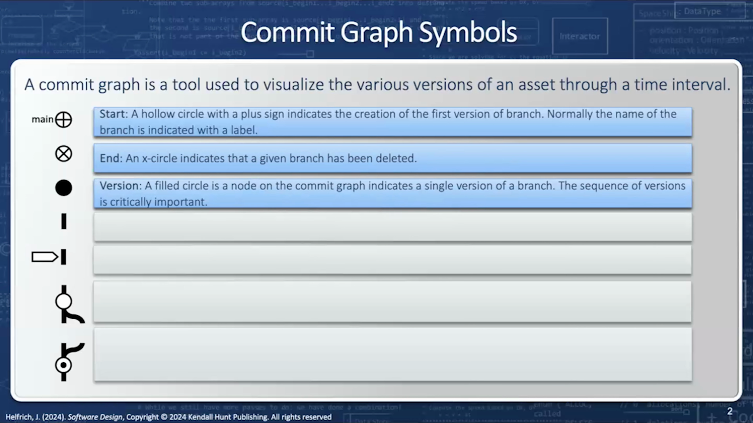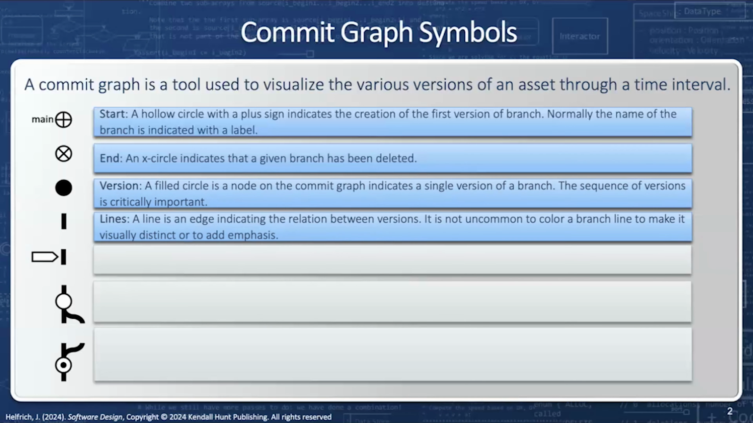A filled circle is called a version, and here we're going to make an edit to a branch. This could be adding a file or changing a file or even changing multiple files. A line is an edge indicating the relation between versions. It is not uncommon to color a branch line to make it visually distinct or to add emphasis. For example, if I'm going to have 3 or 4 different team branches, I might have the red team have a red line, and that would help us understand and visualize that particular branch better.